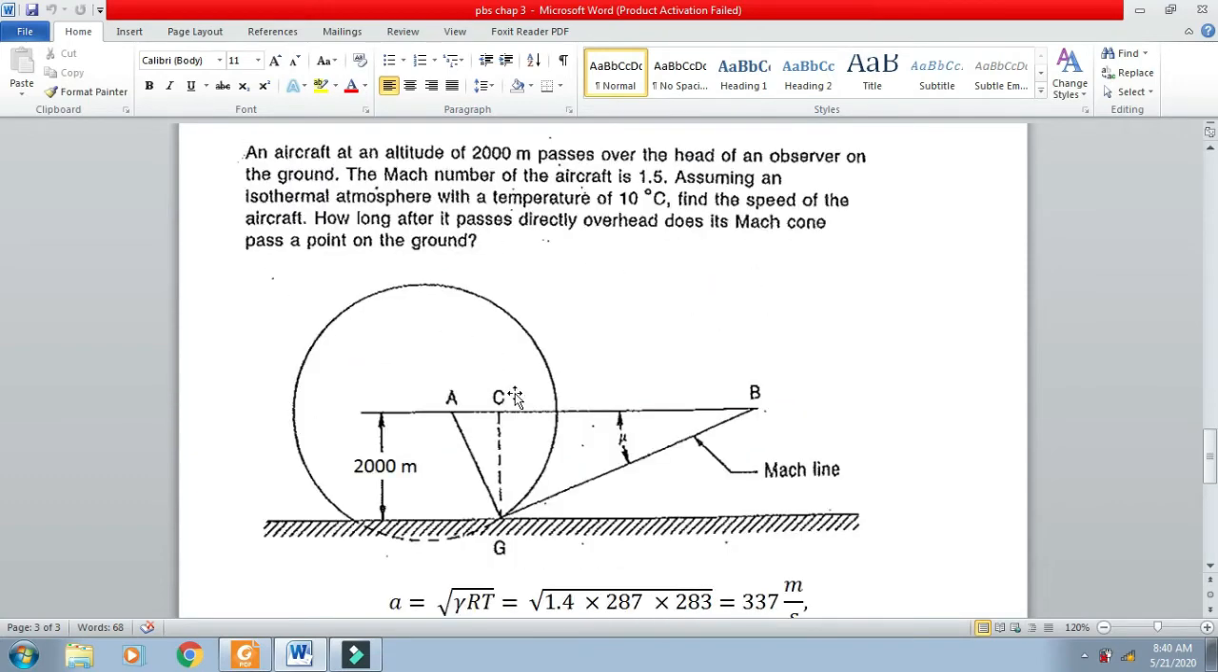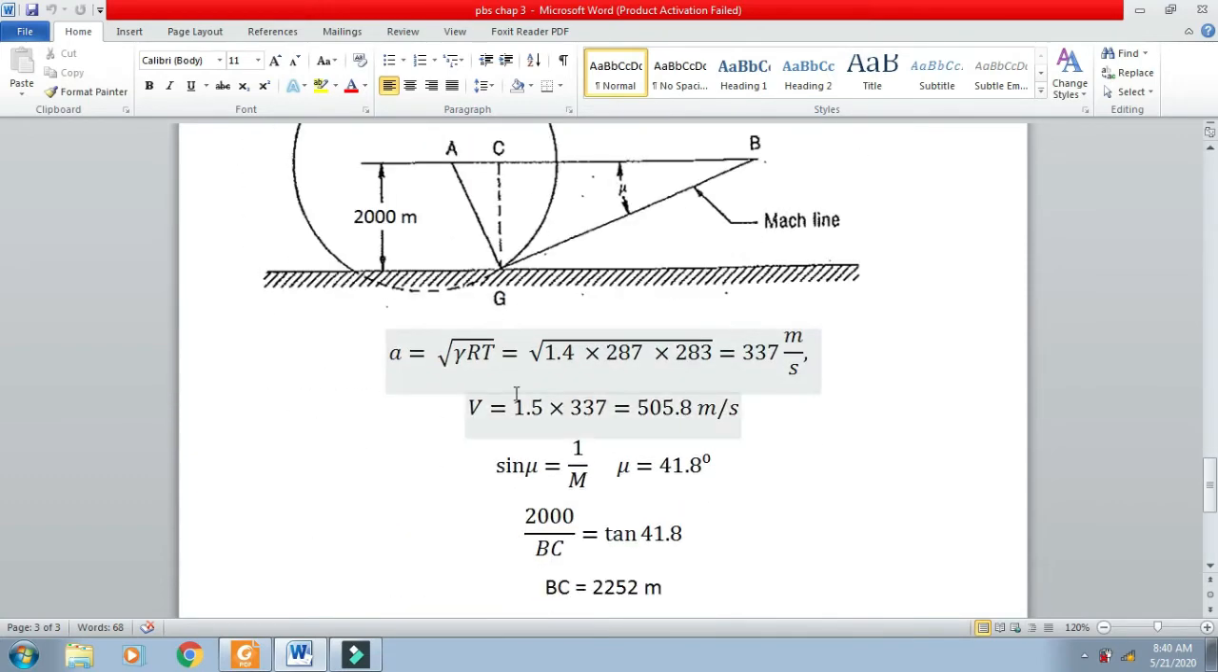The temperature is given as 10 degrees C. From 10 degrees C we can find the velocity of sound. It comes out to be 337 meters per second. From the Mach number we find the velocity of the plane, 505.8. Then the angle of the cone can be determined using the Mach number. Sin mu equals 1 over M. This gives mu equal to 41.8.